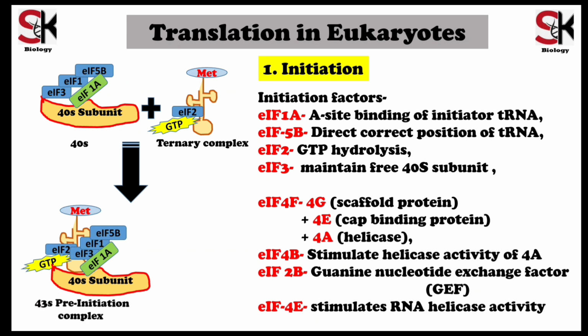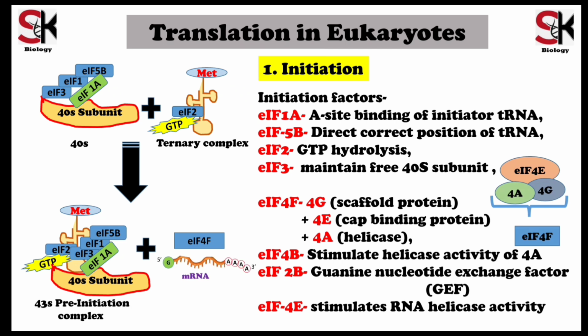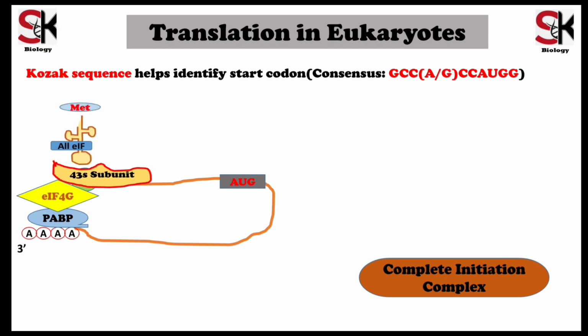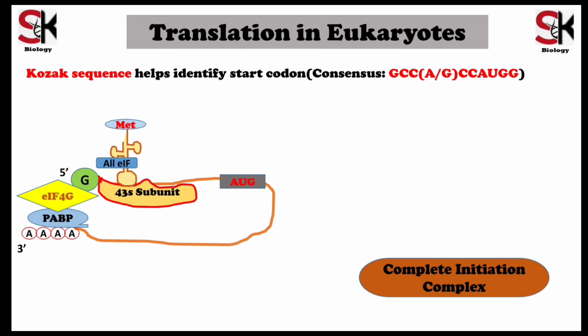This pre-initiation complex then combines with mRNA, eIF4F and eIF4B. All the initiation factors in eukaryotes are listed here and their functions are also mentioned. Among these initiation factors, eIF4F is a trimeric protein. Once the 43S complex binds with mRNA, it combines with the poly A tail and the cap with the help of initiation factor G, and the mRNA looks like a circular form.